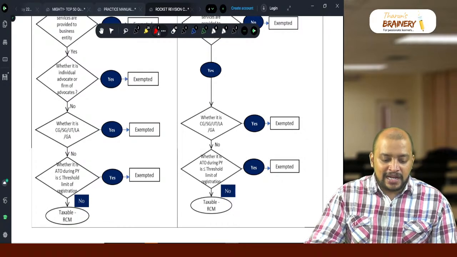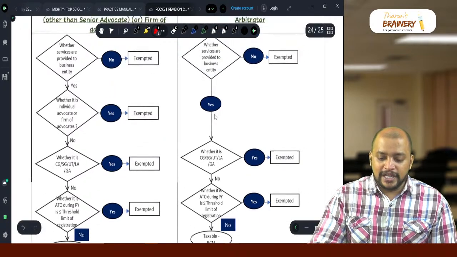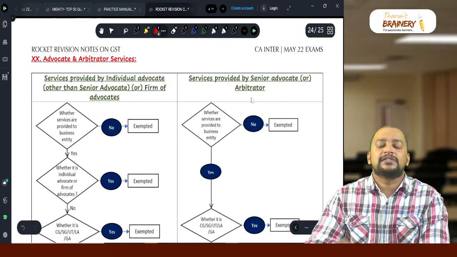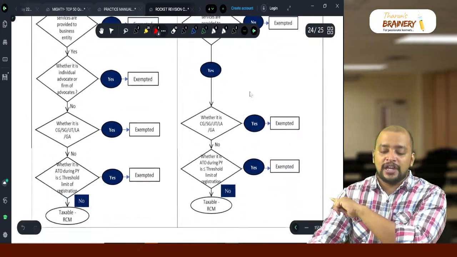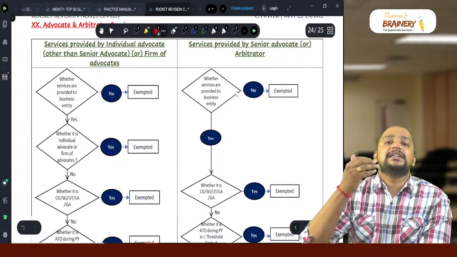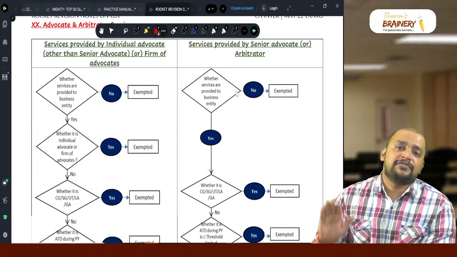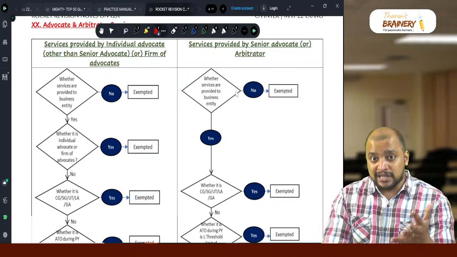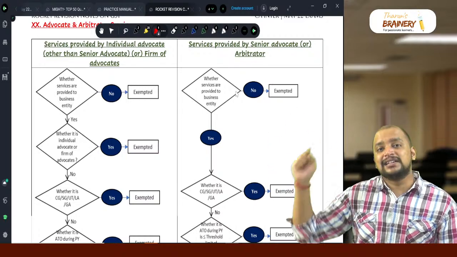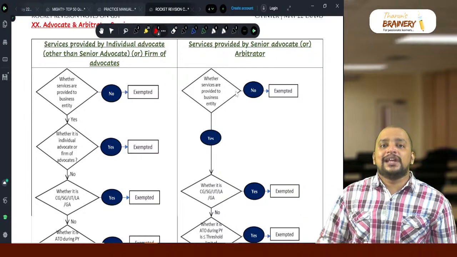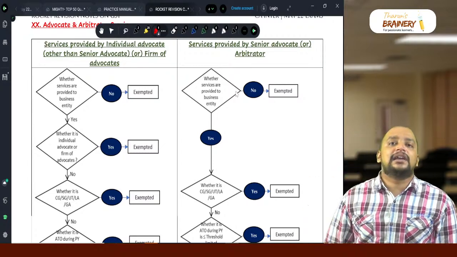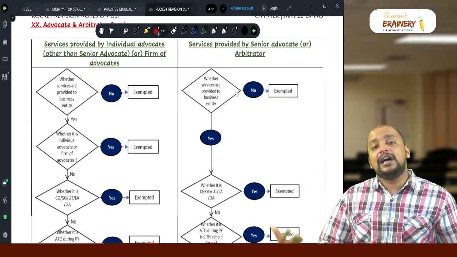Whereas if there is a senior advocate or arbitrator, 3 exemptions: first point, third point and fourth point, but the second point is not applicable. Okay, so now whenever services are provided by a senior advocate to another individual advocate or firm of advocates, then that is not exempted. So we need to see the ultimate recipient, litigant or petitioner, as the recipient, and that person we need to take and analyze accordingly. If that ultimate litigant or applicant or petitioner is central government, state government, etc., then it is exempted. Otherwise, it will be taxable.